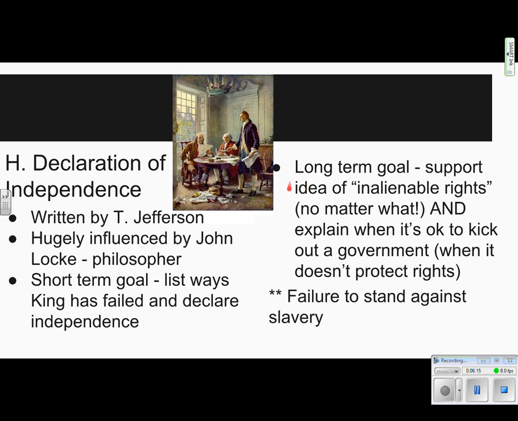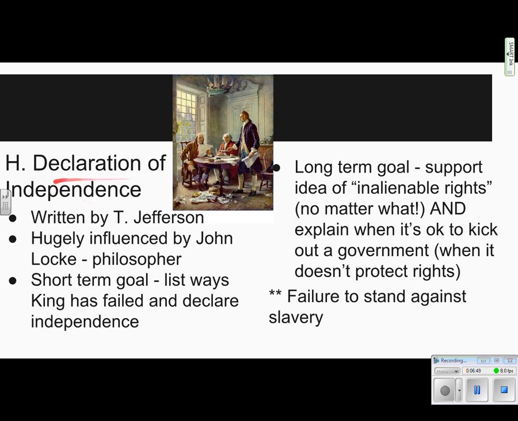The long-term goal of the Declaration of Independence was to support this idea of inalienable rights. Remember, that's the idea that God gives everyone a gift bag of rights, and to explain when it's okay to kick out a government, right? So you can't just kick out a government because you're unhappy with their law or you don't like the president, but there are certain times when it's okay to totally kick out the government, and it's when the government doesn't protect these inalienable rights. So they had to make an argument. Otherwise, every 6 months you could have a revolution. And they said, no, it's not that simple. You can't just kick out a government whenever.